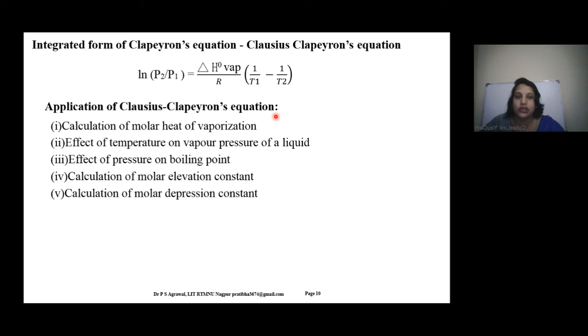What is the application? See, we have 5 quantities again. We can calculate molar heat of vaporization. We can calculate the effect of temperature on the vapor pressure of a liquid, the effect of pressure on boiling point, and calculation of the molal elevation and molal depression constants, everywhere. That means we have 5 quantities. If 4 are given, we can calculate any 5th quantity which is not given. So these are the important applications of the Clapeyron-Clausius equation.